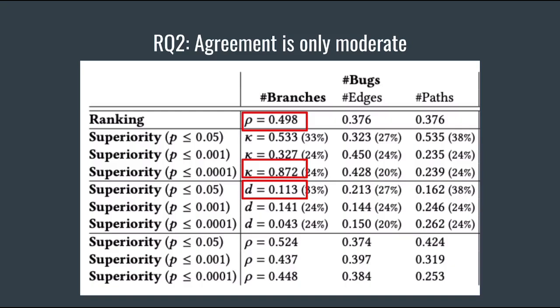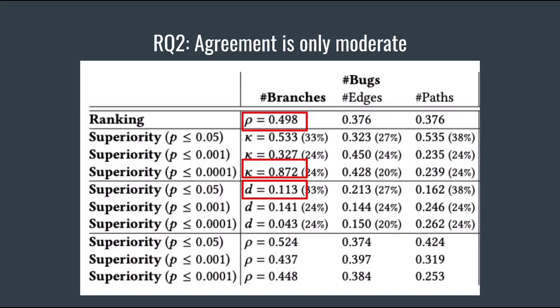Second, superiority agreement shows meaningful disagreement when they compare two fuzzers A versus B and only count cases where the difference is statistically significant. Coverage and bugs can still disagree on who wins. For branches versus bugs at p less than or equal to 0.05, the disagreement proportion is about d approximately equal to 0.113, meaning in about 11% of programs, you could get a different winner depending on whether you judge by coverage or by bugs. Across other metrics and thresholds, they show disagreement often lands in the 10 to 20% range, depending on the setup.